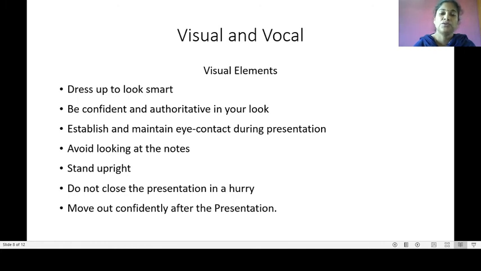Even though there will be people who will be nervous after the presentation or glad that the presentation is over, try to leave the hall or the place in a confident manner. That plays a major role because people will still be looking at you even after your presentation, till the person goes out of the hall or the place. Someone or other will be looking at the person. Yes, that is very important.